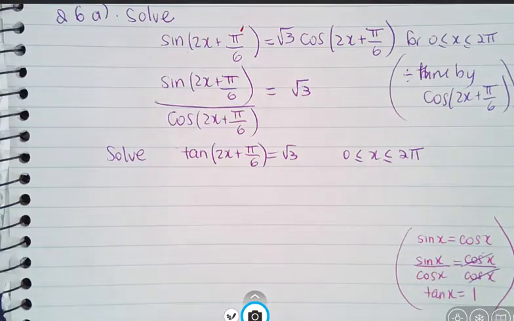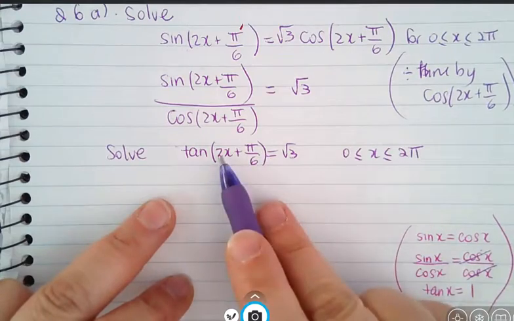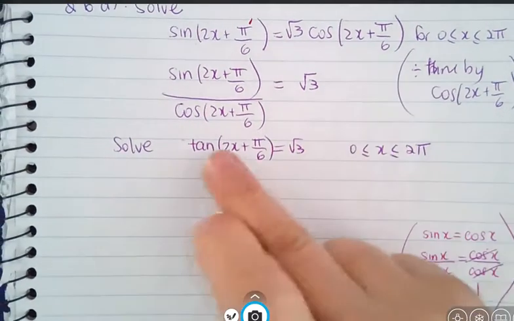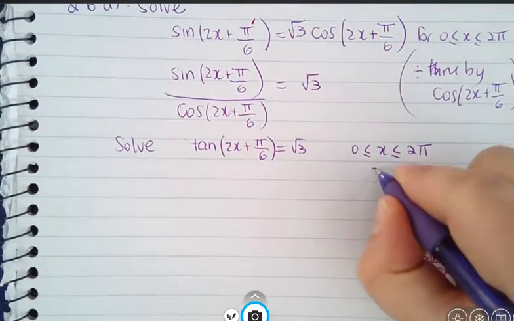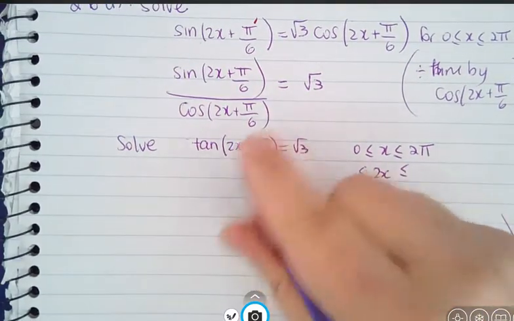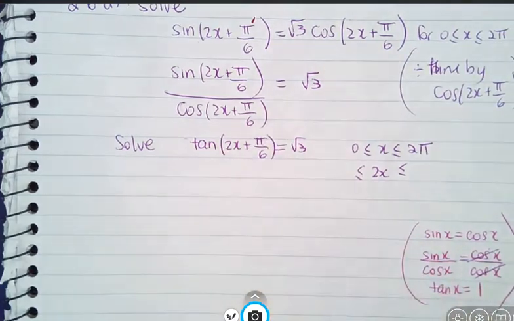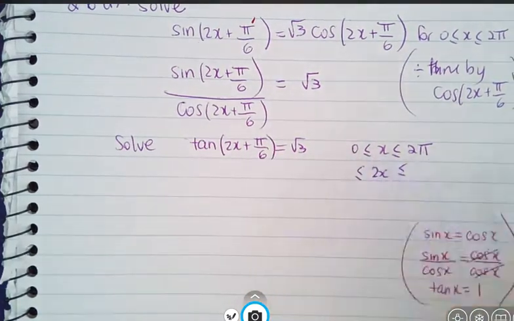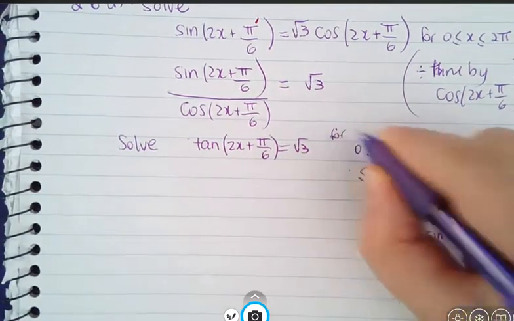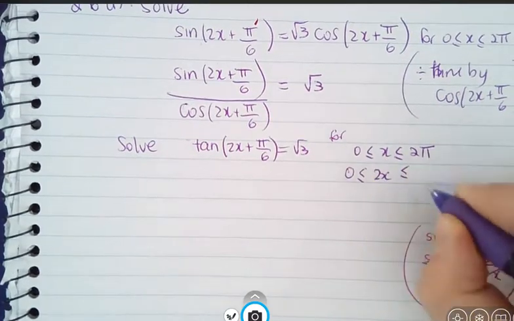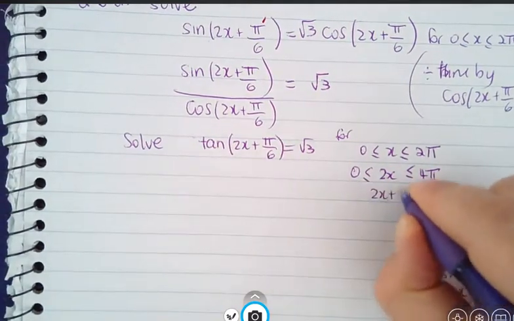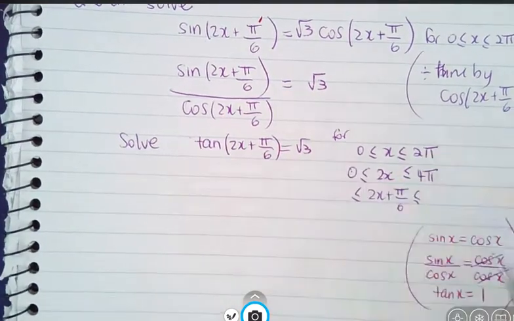Now how do I do this? I'm solving tan of 2x plus pi on 6, and my domain at the moment is from 0 to 2 pi. So I need to build up 2x plus pi on 6. First I multiply each of these by 2, and what do you get? 0 times 2 is 0, and 2 pi times 2 is 4 pi. Then you've got to add pi on 6 to each of these. Do you get what I'm doing?